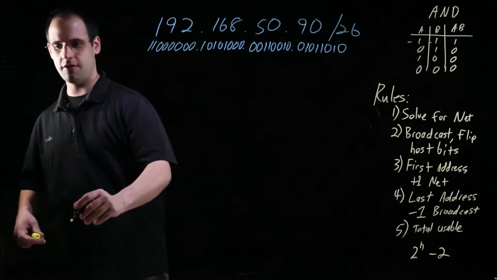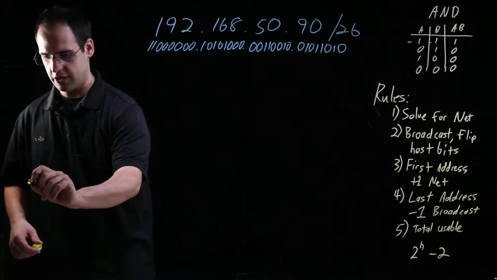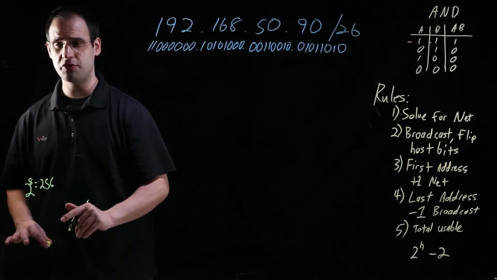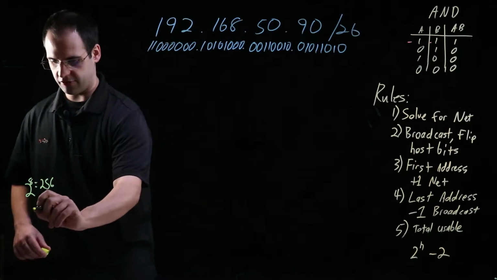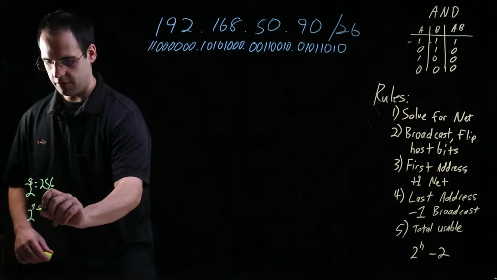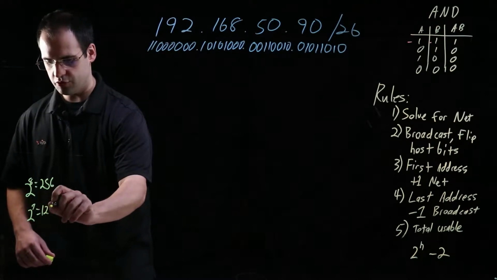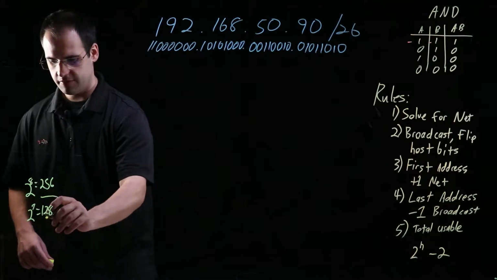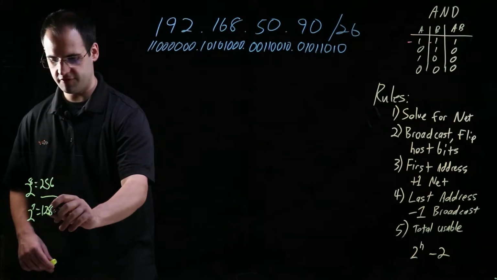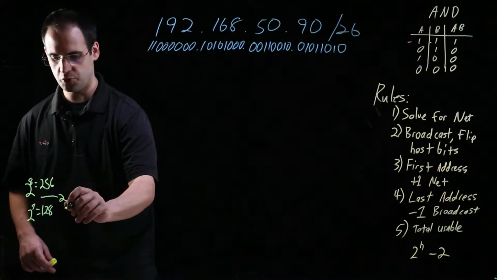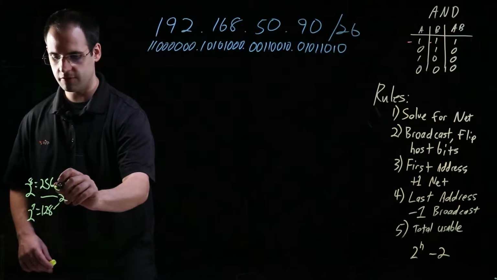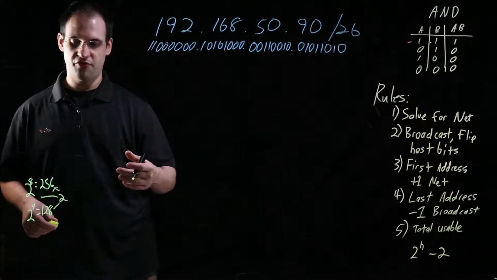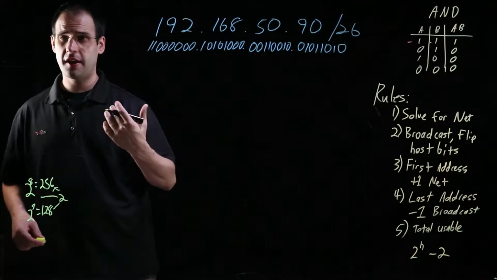If we take a look at this, just a little side note: 2 to the 8th power is 256. Now, we know minus 2 for a usable range, but 256. 2 to the 7th power is 128. What happens if I divide my 256 by 128? I get 2, or 2 times this value is 256. So essentially, a /25 cuts my /24 in half.